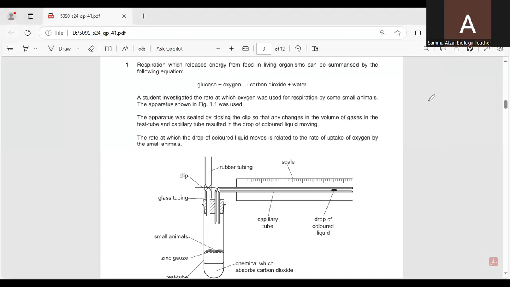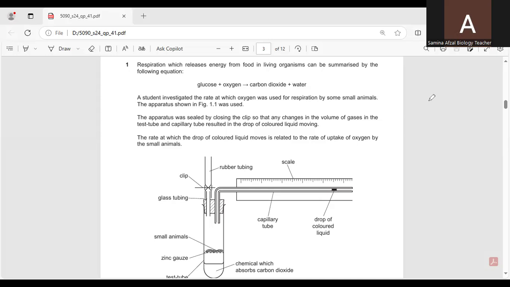It shows aerobic respiration, that is, glucose and oxygen will react together to give carbon dioxide and water. A student investigated the rate at which oxygen was used for respiration by some small animals. The apparatus shown in figure 1.1 was used.